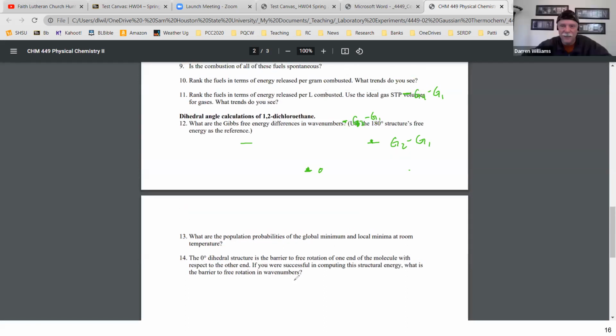Okay. I like being able to annotate on top of a PDF. That's pretty cool.